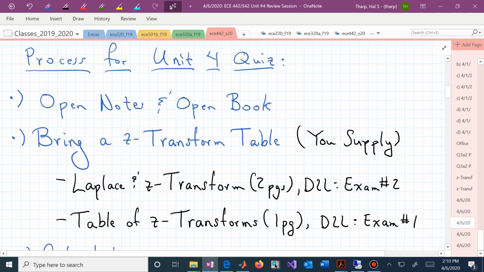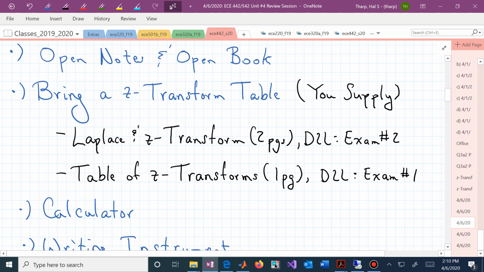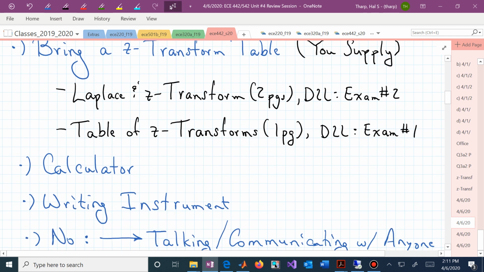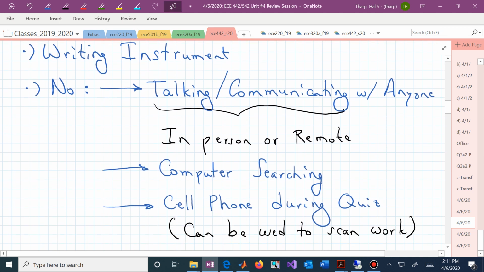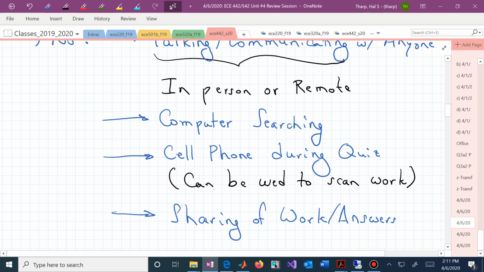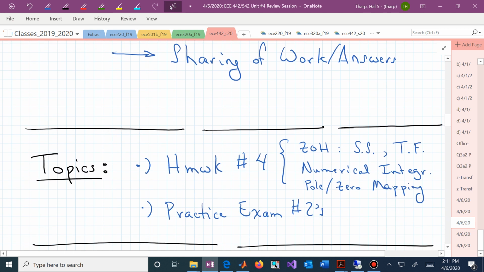The process for Unit 4 quiz: it's open note and open book. It will be multiple choice. You can obviously be ready with both Laplace transform tables. You need to have access to those. You'll want a calculator or something to write with, but don't be talking with anyone in person or remotely. Don't be doing any computer searching. You're on your best behavior. The honesty conduct that we've talked about, no cell phone usage, and don't share your work or answers with anyone before, during, or after the quiz.